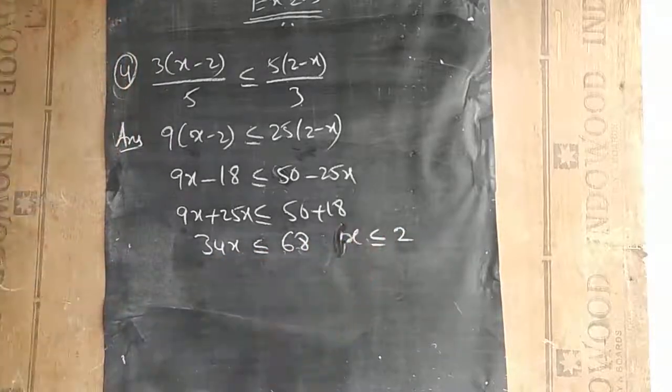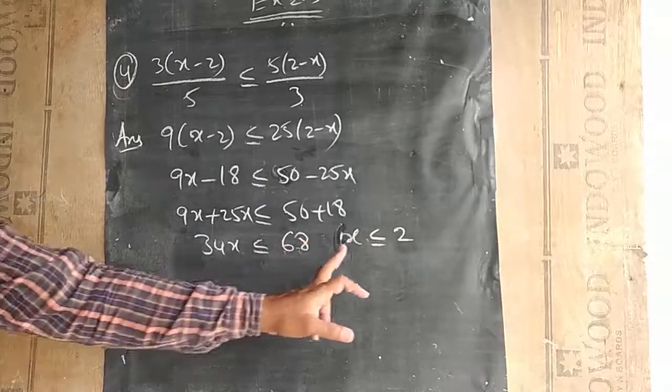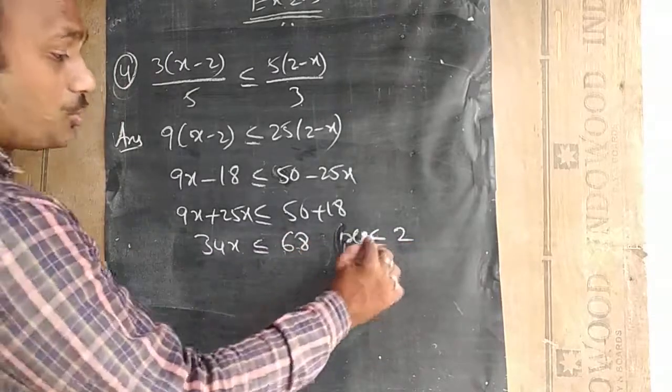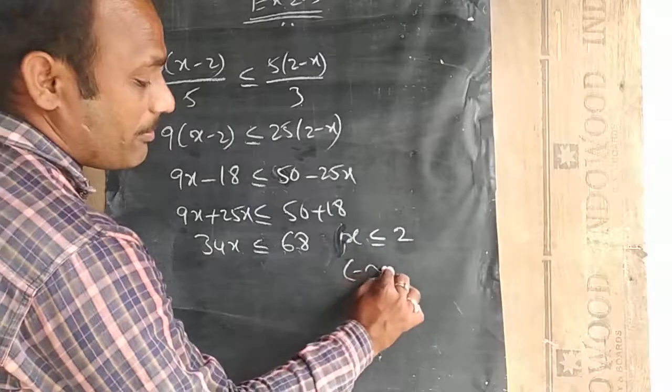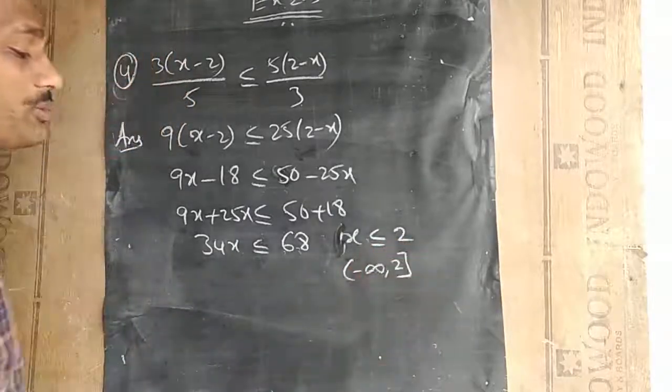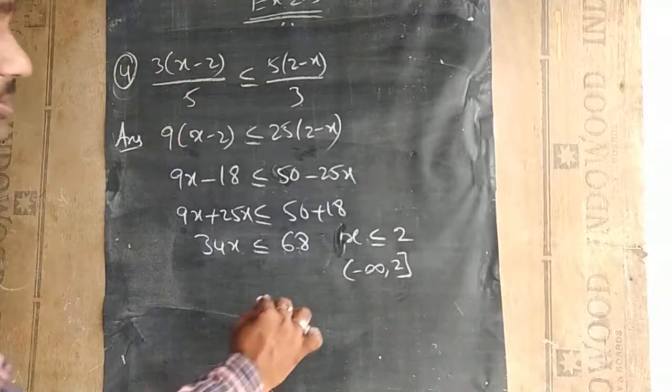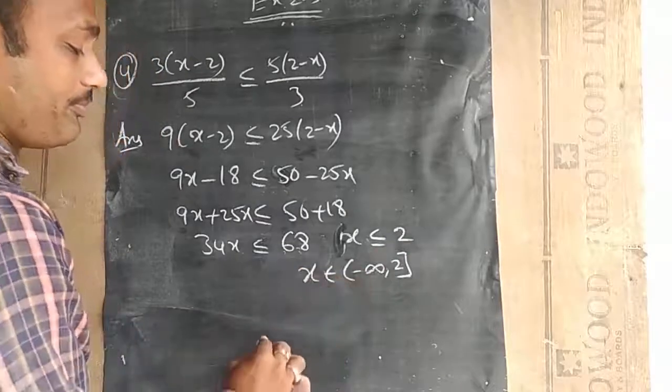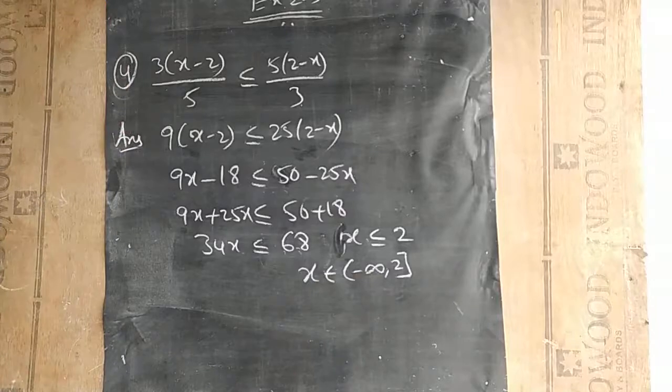So what will be the interval notation from this x less than or equal to 2? So it will be minus infinity comma 2, close the bracket, since it is equal to. X belongs to minus infinity comma 2. This is the interval notation.